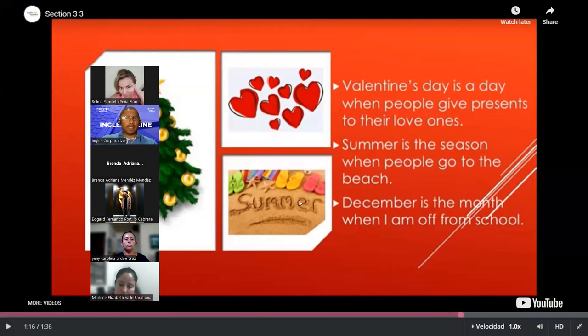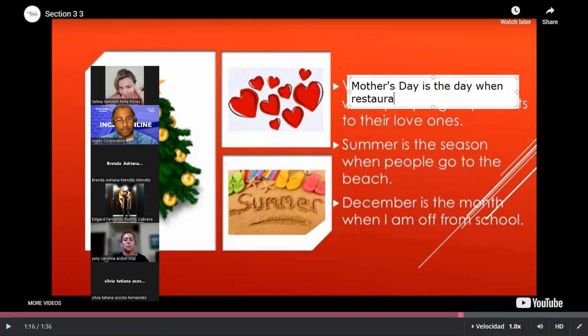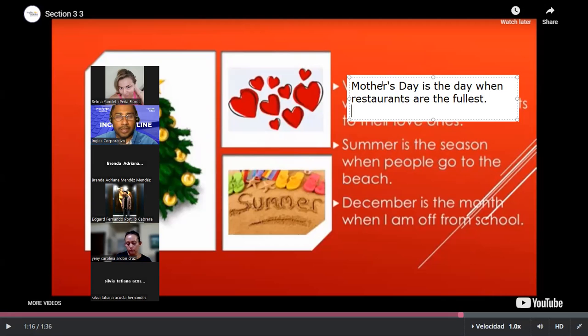So, what can we say is something that we celebrate in El Salvador? We can say, for example, El Día de las Madres es el día que más se llenan los restaurantes. Mother's Day is the day when restaurants are the fullest. Okay, very good, right? Día de las Madres es el día cuando los restaurantes se llenan más. Let me have another example. Semana Santa es la semana más santa. No, I'm just kidding. Semana Santa es la semana cuando la gente va a la playa.